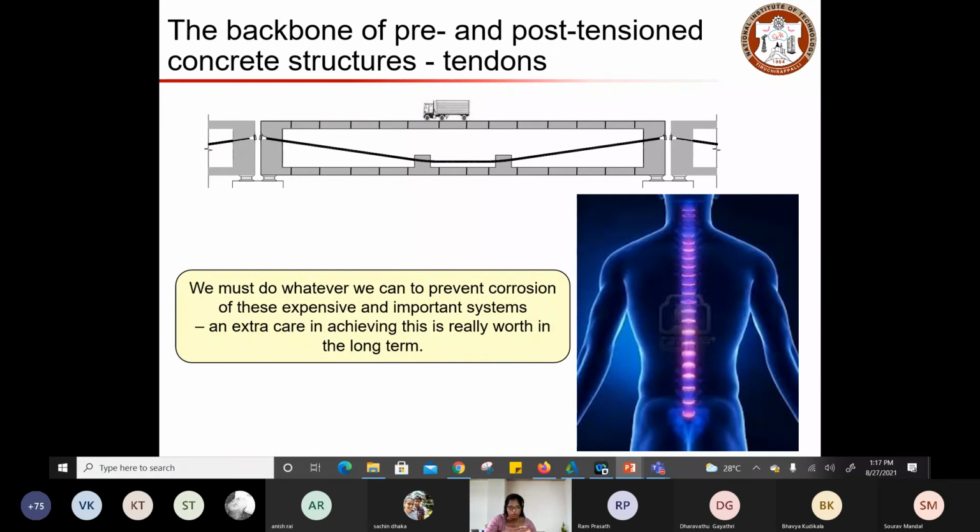So what we should do is prevent the corrosion as much as possible, and delay the corrosion initiation as long as possible, so that you can ensure that your system would serve for a longer duration. You need to take extra care in achieving this, and that extra care at the initial stage would be beneficial when you look at the long-term performance of your structure.